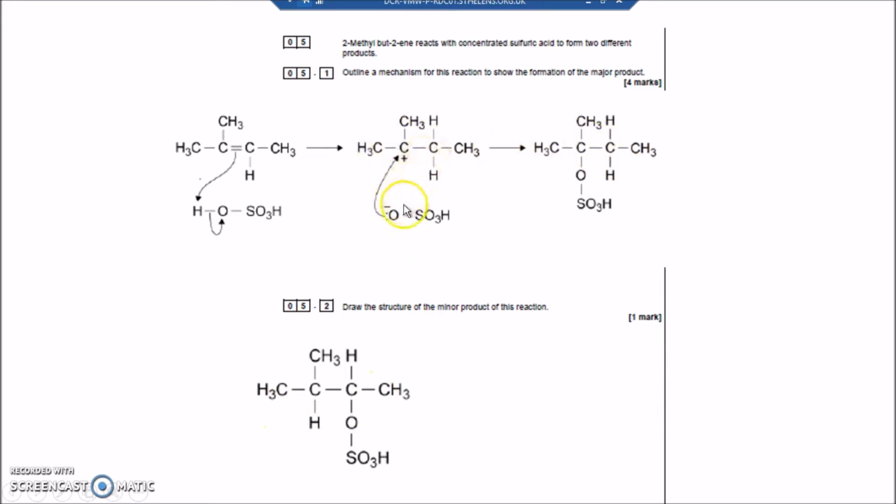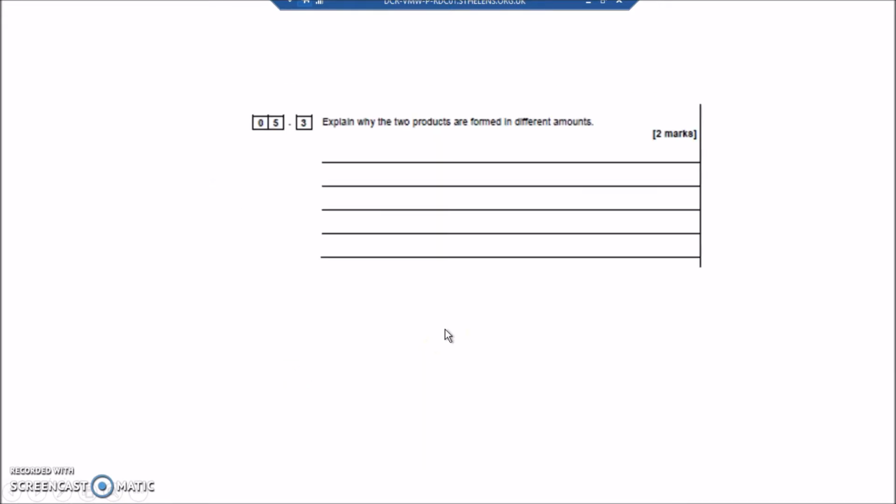If this carbon had the plus instead, as is the case in the minor product, then this C would have only two carbons bonded to it. So your answer is that this tertiary carbocation is more stable than the secondary carbocation that would be formed in the minor product.